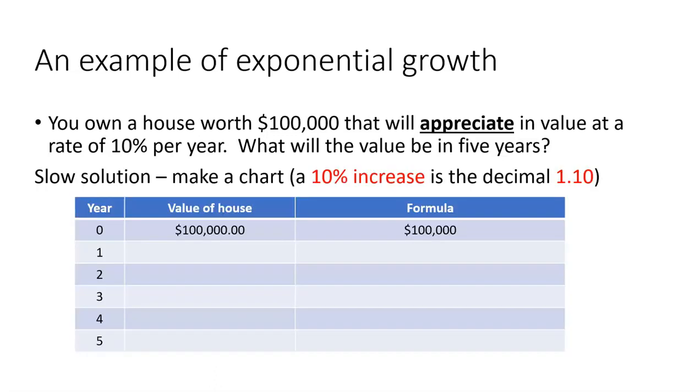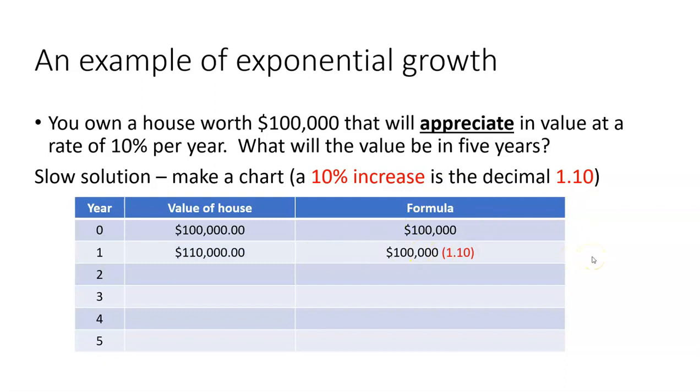One thing we can do is make a chart that's kind of slow, but it will show what's going on. At year 0, it's like having a stopwatch starting at 0, the value of the house is $100,000. But it's going to go up by 10% every year. That's the decimal 1.10, because if it went up by nothing every year, that would still be keeping its value at 100%. And 100% as a decimal is 1.00. But we're going to go up by 10%, so we're going to multiply by 1.10.